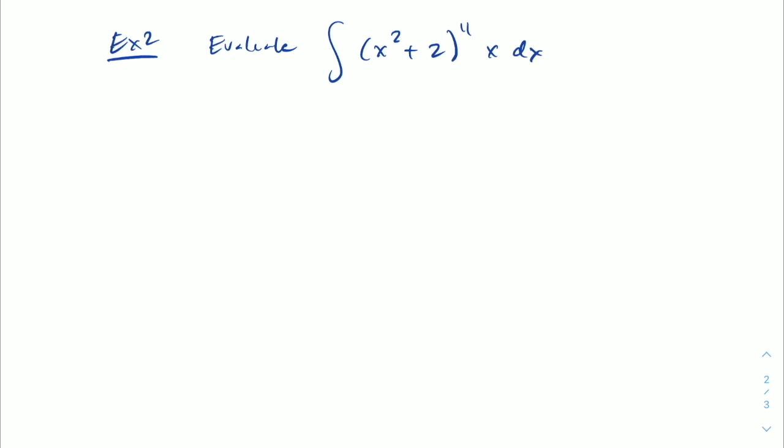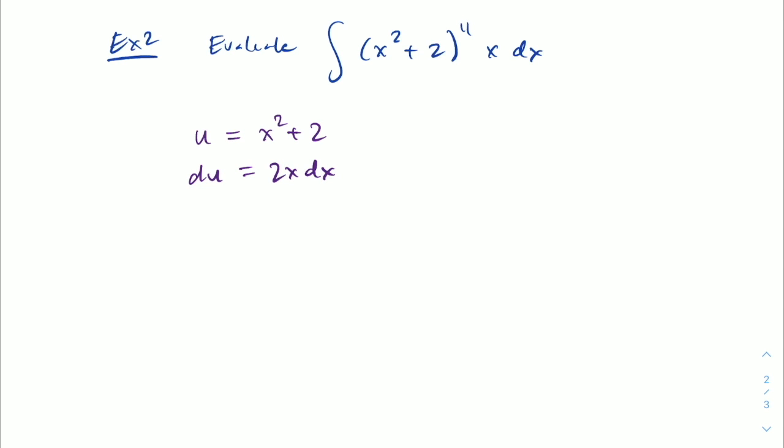Okay, so in this example, we're going to right off the bat find our u. Our u is x squared plus 2. And we're going to find our du. So you could write du/dx equals 2x and then multiply both sides by dx. But I'm just going to jump right to the differential. I'm going to say du is 2x dx.